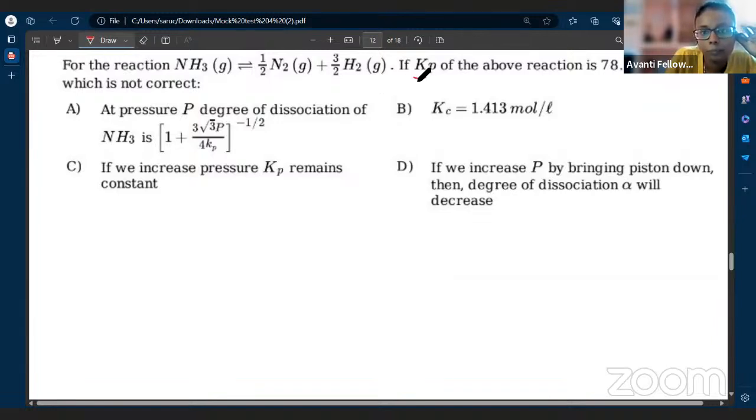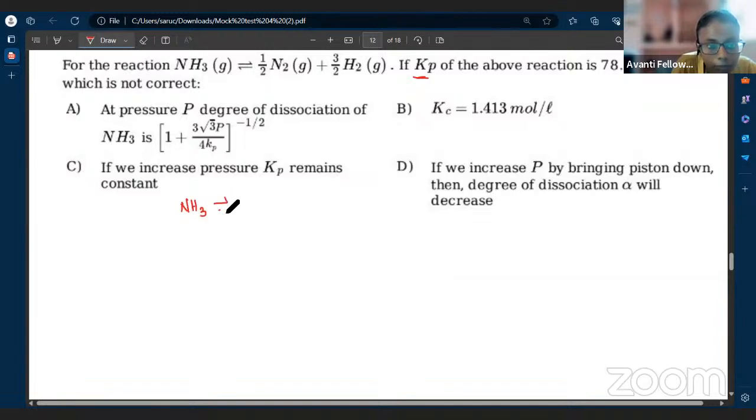Can you guess the option which is going to be the right answer? Kp is given. So what would be the degree of dissociation? Just evaluate the degree of dissociation. What would be the Kc value? And if you increase the pressure, Kp remains constant. If you increase pressure by bringing the piston down, then what happens to the degree of dissociation?